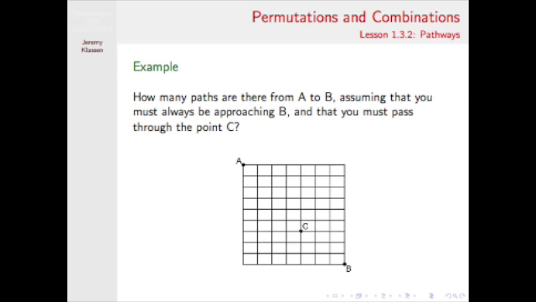Now let's take a quick look at a different style of question. How many paths are there from A to B, assuming that you must always be approaching B and that you must pass through the point C? This is in the following diagram shown below.